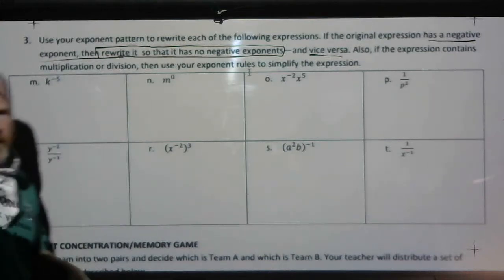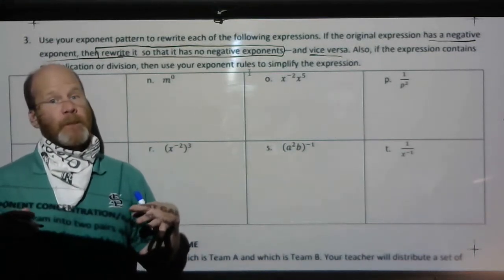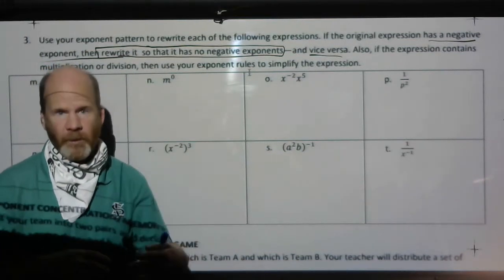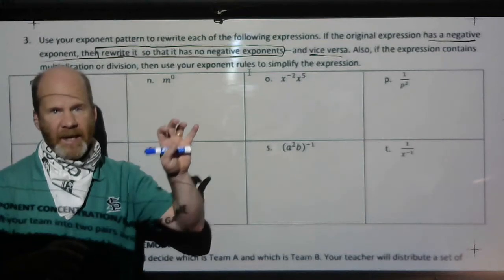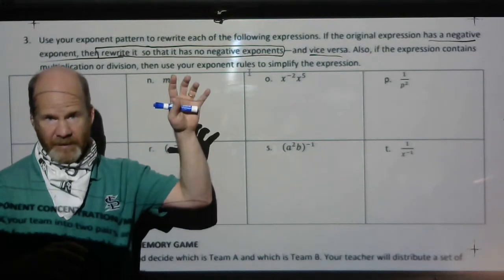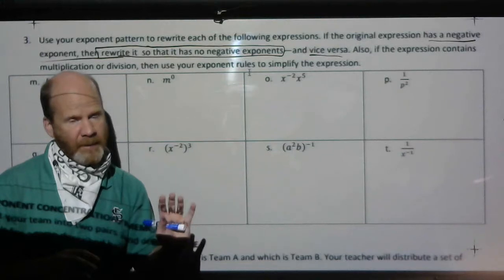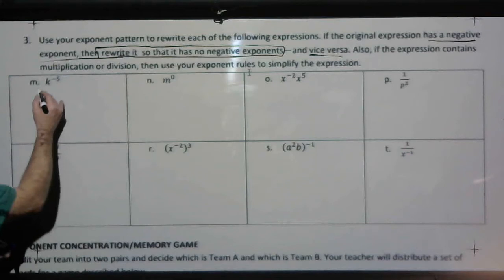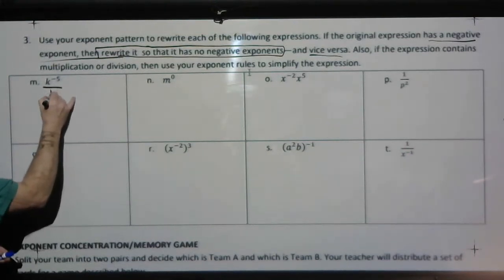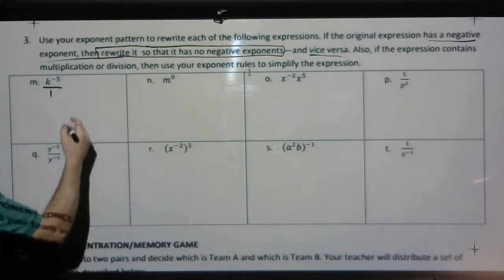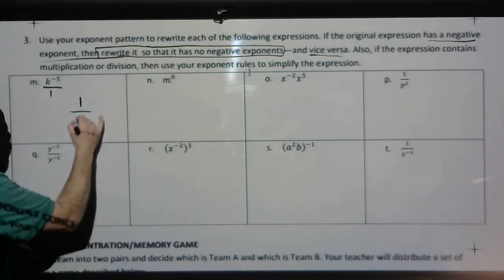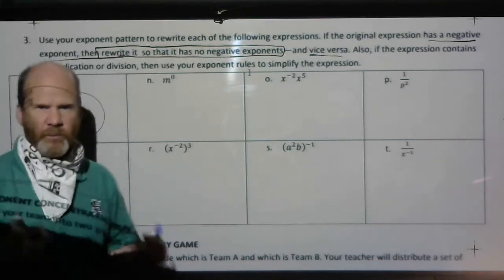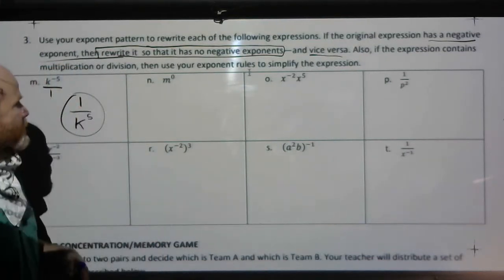Okay, k to the negative fifth. Now, on the previous page, we said that a negative exponent means that it's a flip, it's a reciprocal. So no matter where that negative exponent expression is, if it's in the top, in the numerator, we're going to put it in the bottom, in the denominator, and vice versa. So k to the negative fifth. Now remember, this is the same as k to the negative fifth over 1. So let's go ahead and write the reciprocal, 1 over k to the fifth. That's by definition what we're looking at if we're talking about negative exponents.